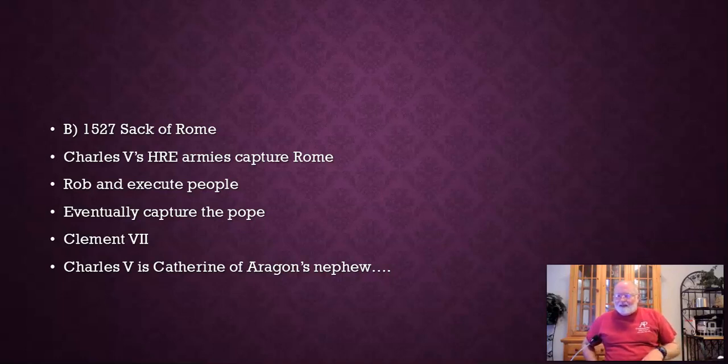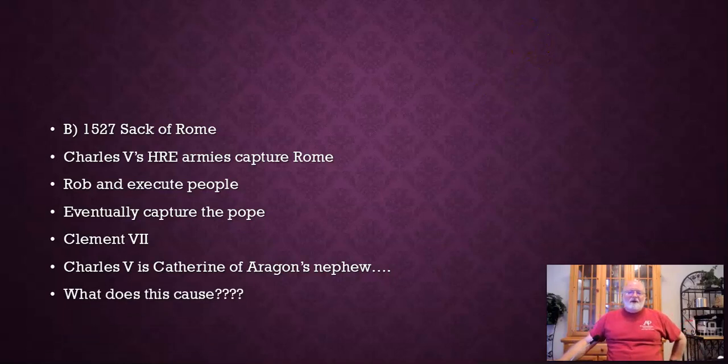Italy is so weak, because it's a collection of city-states. They can't fend off an attack from the Holy Roman Empire, and the Pope winds up under house arrest. And if he had not been under house arrest, it's likely England would not have turned Protestant. Okay? Anyway, that's all going to be in the next chapter, but just understand what's going on here. What does this cause? Well, I already told you that.